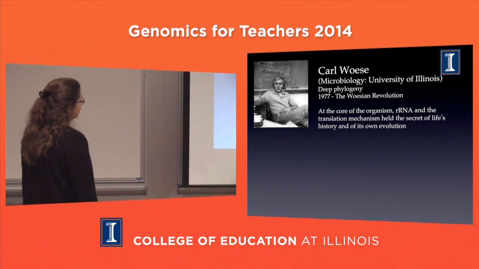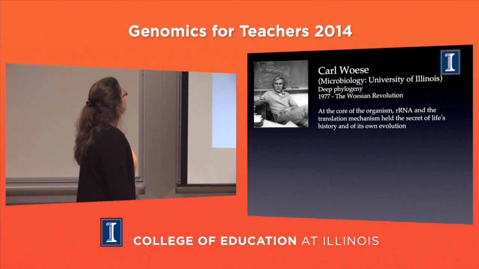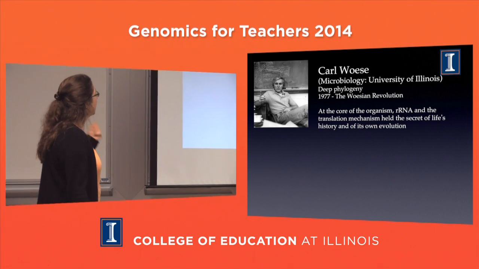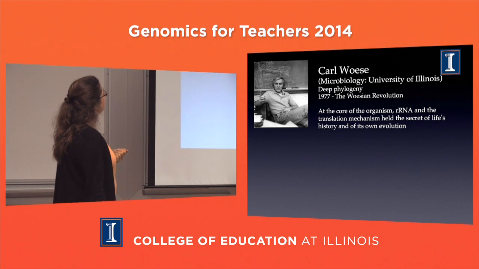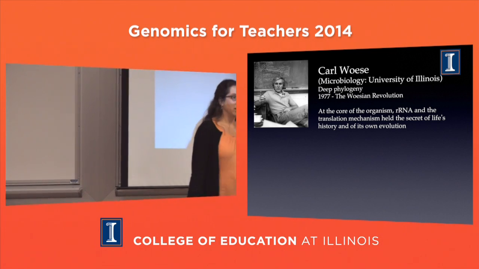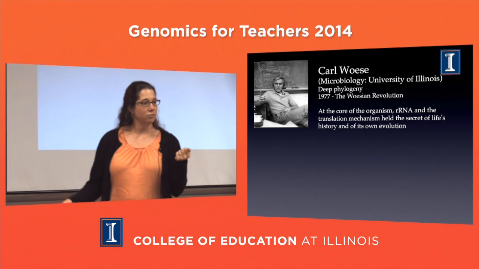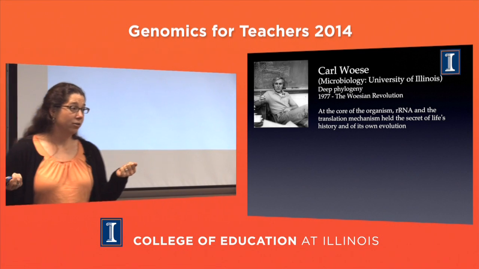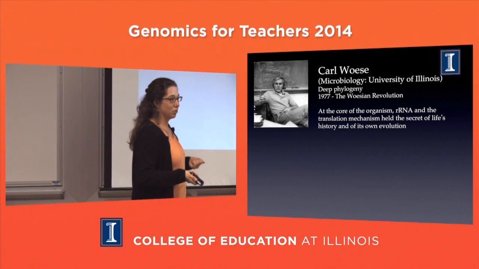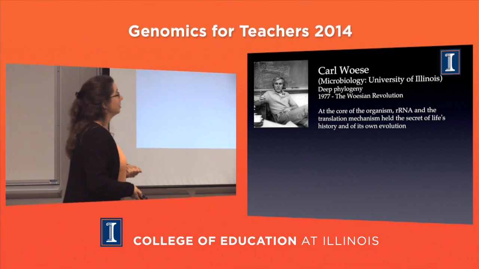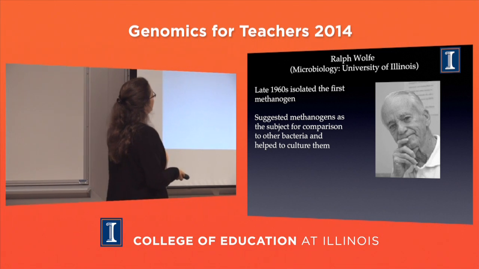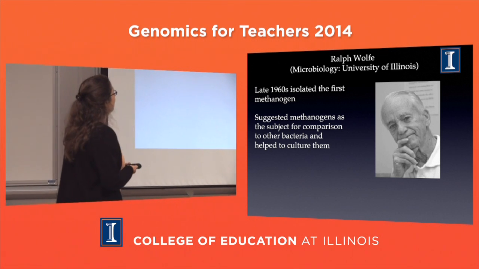So he decides to use the translation machinery, ribosomal RNA, and follow its own history. And that would have distinguished the bacteria from the eukaryotes. But he was able to make an additional discovery of the third domain of life because he was here at the University of Illinois, where this emeritus faculty member also was, Ralph Wolfe.